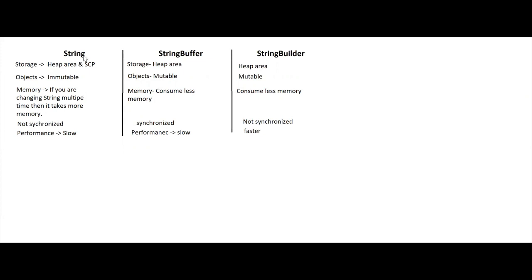As you know, a String object you can create with the help of the new keyword and a string literal, right? When you create an object, where does it store? String stores under the heap area and the string constant pool area. This is the first difference: storage will be in the heap area and the string constant pool area.